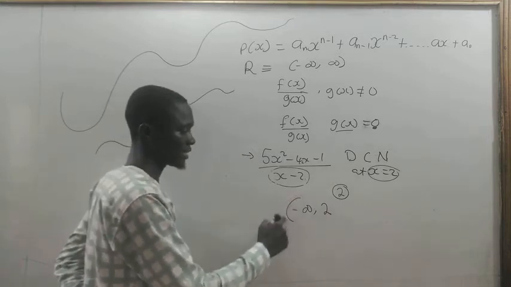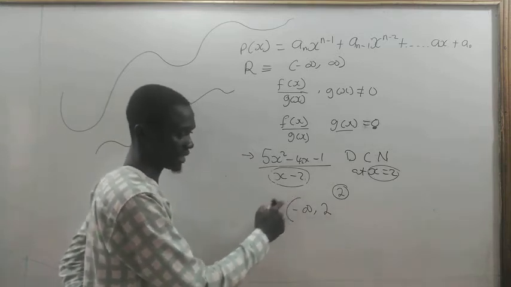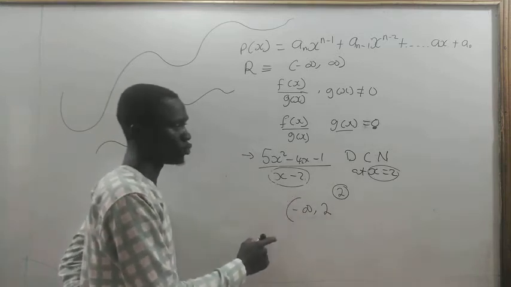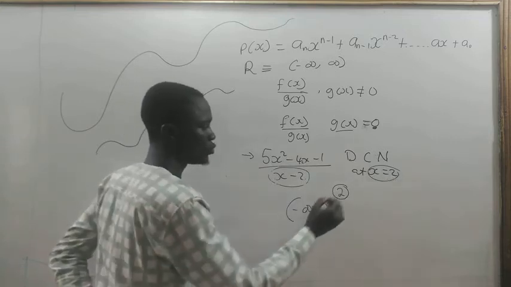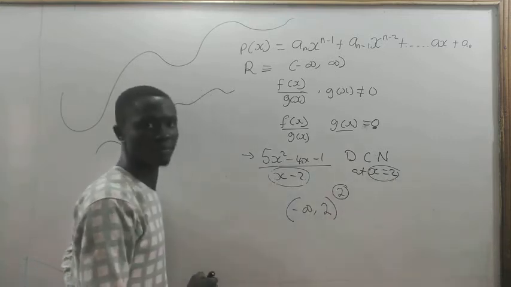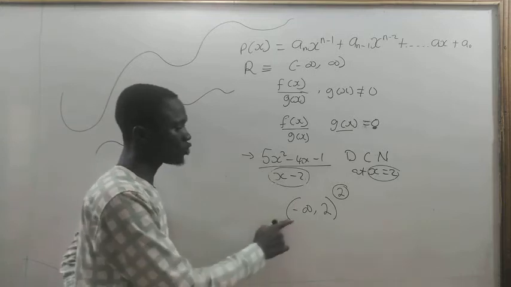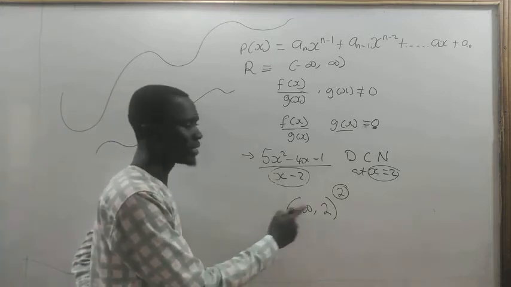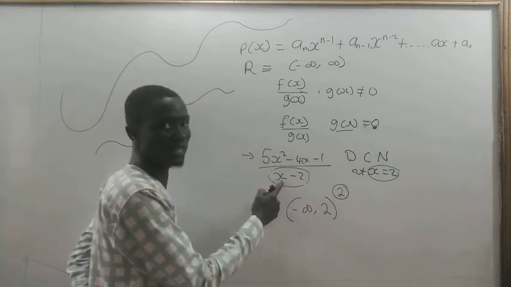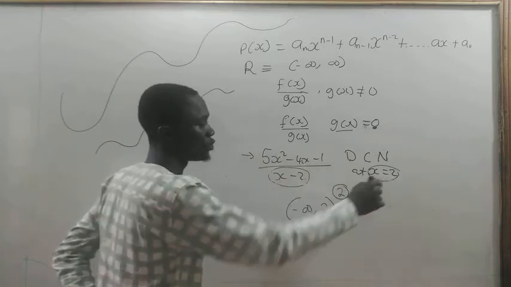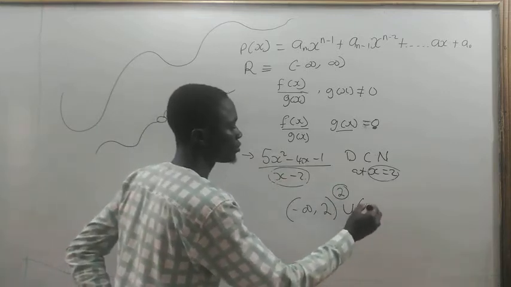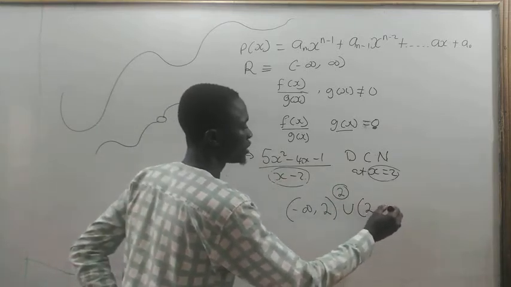You see that this parenthesis bracket means that the endpoint is not included. So since we cannot take 2, we will do this. But it is not only negative numbers. Positive numbers can also fill in the space apart from positive 2. So we take union 2 to positive infinity.